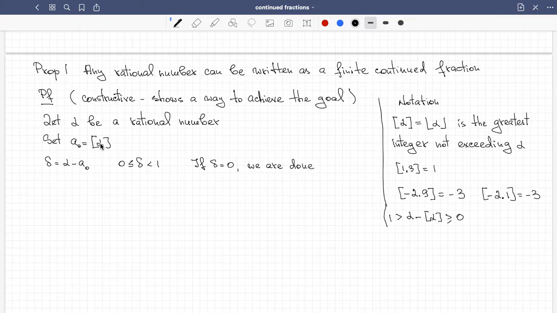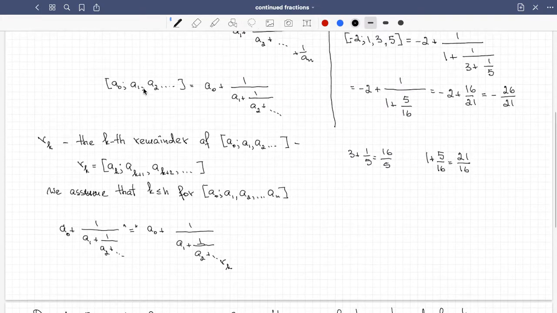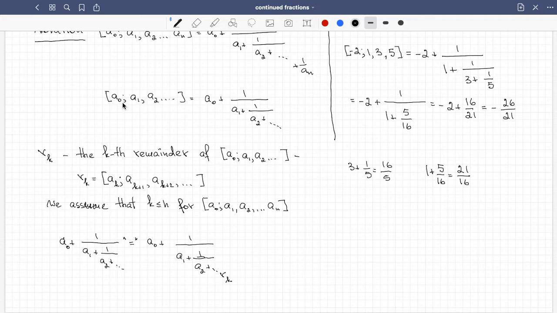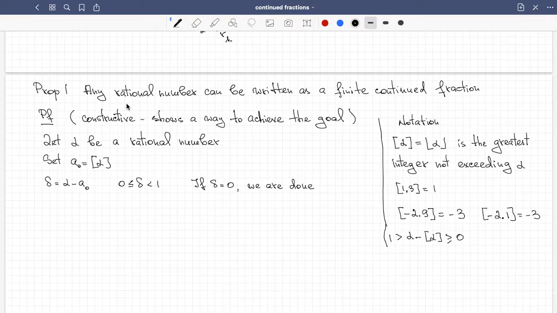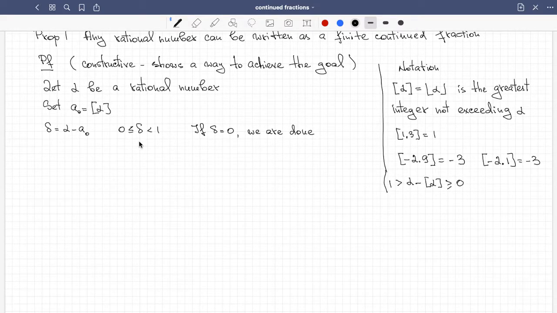In this case, that means alpha was an integer, and we already have this expression, which doesn't have all a's and have a naught only. If delta is not 0, then it is positive, and we can flip it. So, assuming delta is not 0, we are not done. We set R1 to be 1 over delta. This is going to be the first remainder.